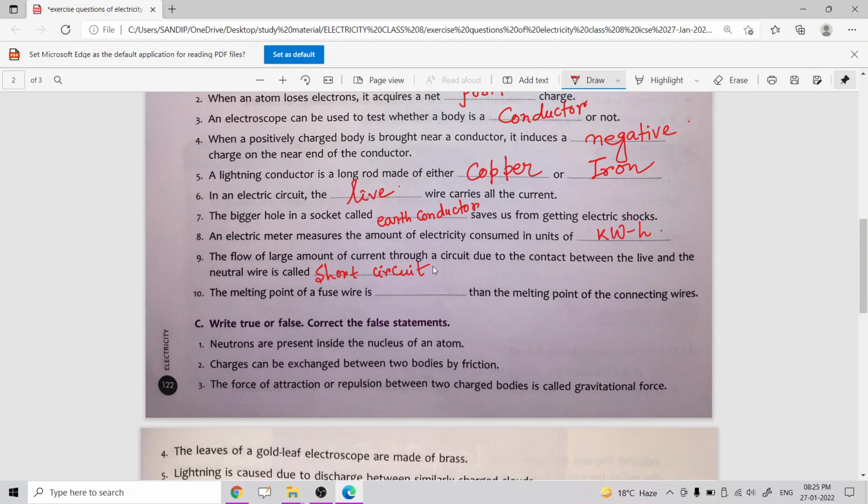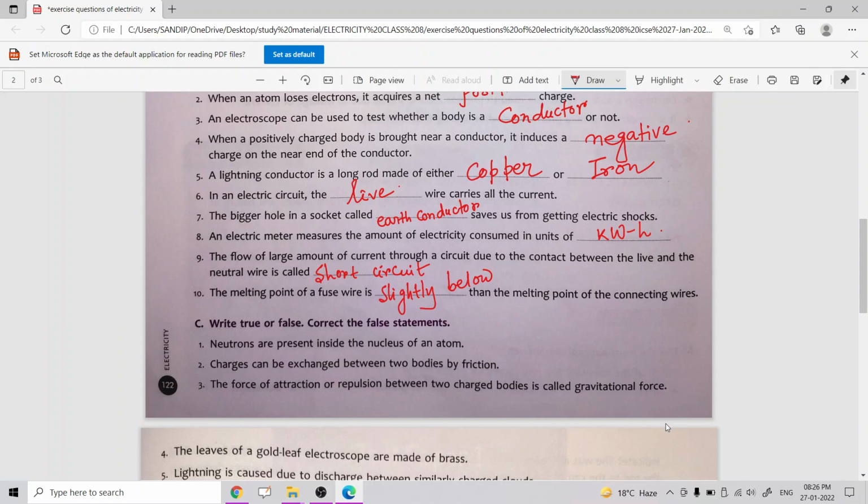And the next one: the melting point of a fuse wire is dash than the melting point of the conducting wire. It is slightly below the melting point of the conducting wires.